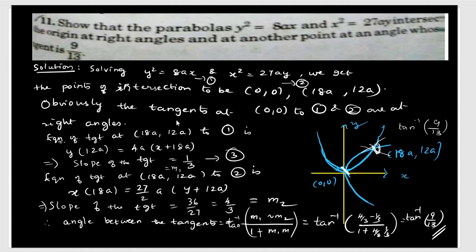இப்போ equation of tangent at 18a, 12a to the first one, ஏன்னா ரெண்டு பேரபுலா இருக்குது. ஸோ இந்த பேரபுலாக்கு என்ன டேஞ்சன்ட் பார்க்குறோம், yy1 is equal to 2a into x plus x1 தான் அந்த ஈக்குவேஷன். இந்த இடத்துல we have 8a இல்லையா, ஸோ we have here it is 4a. 4axன்னு வரும்பொழுது 2a வரும், 8aன்னு வரும்பொழுது 4aன்னு வரும். ஸோ you have x plus x1க்கு பதிலாக 18a போடுறீங்க, y1க்கு பதிலாக 12aன்னு போடுறீங்க. ஸோ this is what you get.